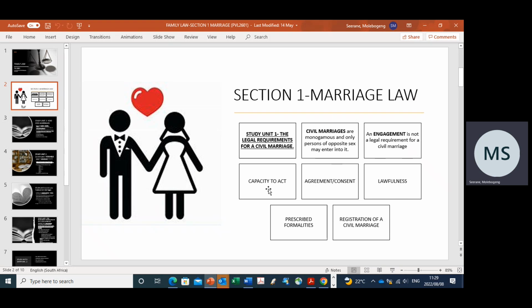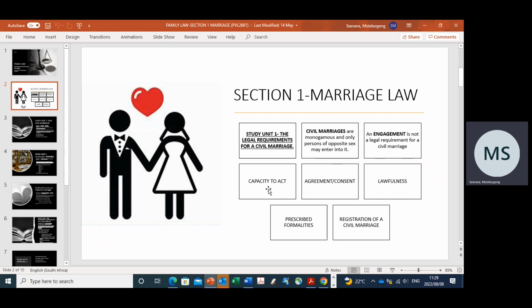Between 7 and 18 years old, there is limited capacity. Section 26 of the Marriage Act states that boys below the age of 18 and girls below the age of 15 need the consent of the Minister of Home Affairs over and above the consent of the family to enter into a civil marriage.